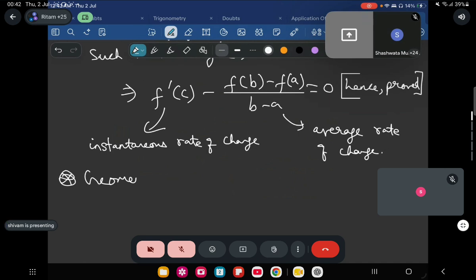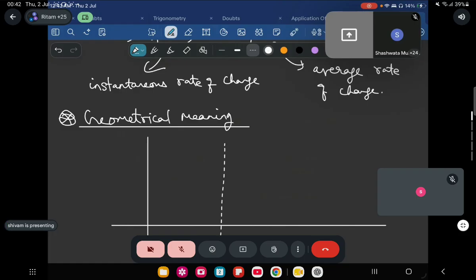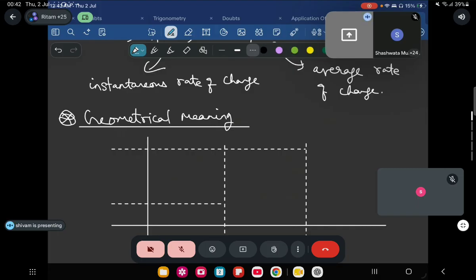Geometrical meaning, everyone. See, over here, let us take a curve between A and B. This is f of A. This is f of B. So let us say that between A and B, this is the curve.